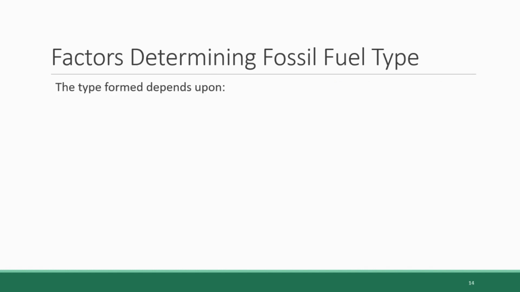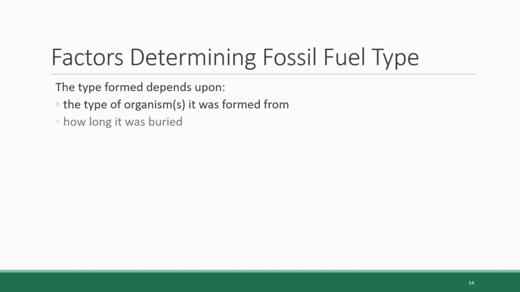So we said the three major fossil fuel types are oil, natural gas, and coal. And while they're all formed from the same very basic process that we had an overview of just a few slides ago, the type that's formed depends on which dead organisms it was formed from, how long it was buried, and the temperature and pressure conditions during the time of its formation. So we're first going to look at oil and natural gas, and then we'll turn to coal before closing out this section.